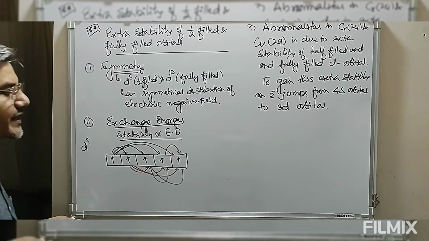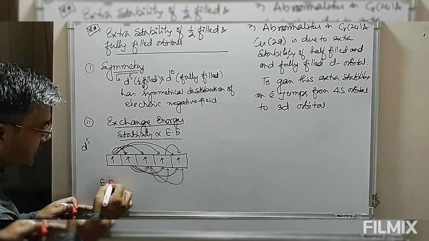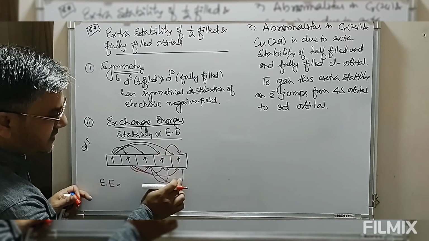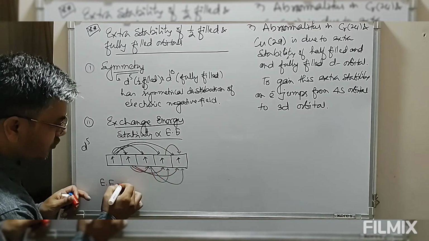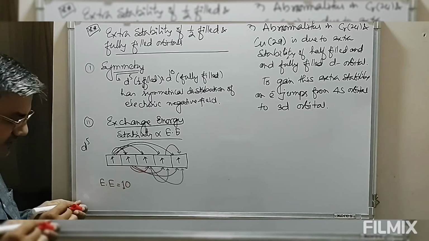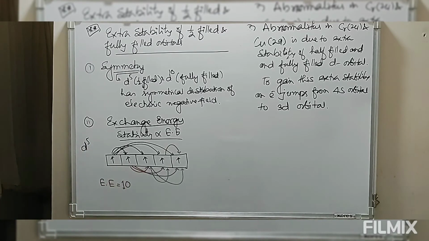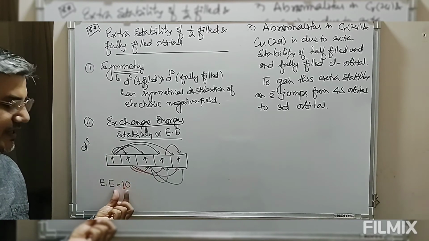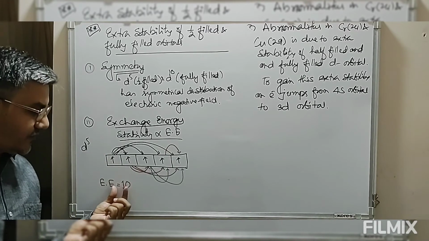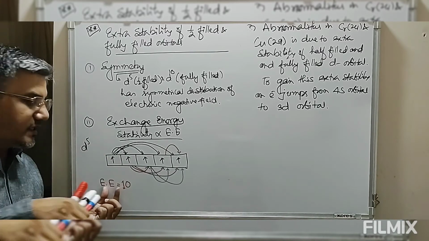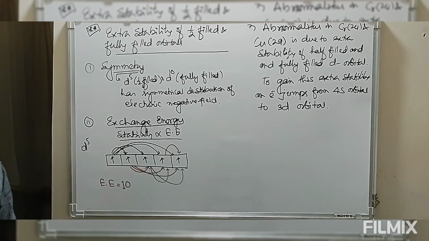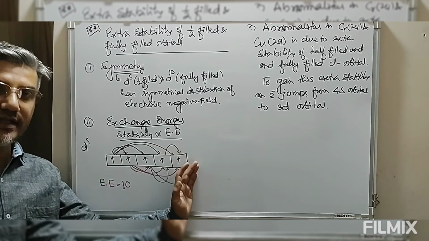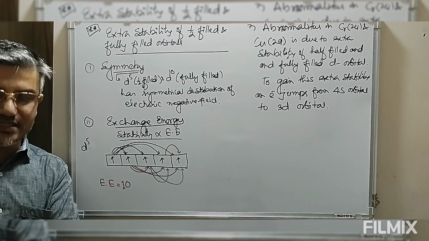So let's see how many exchange energy terms. Exchange energy terms: 1, 2, 3, 4, 5, 6, 7, 8, 9, 10. So there are a total of 10 exchange energy terms in this d5. If we have any configuration other than this half filled, then the number of exchange energy terms will be less than 10. If the number of exchange energy terms decreases, then the stability of the configuration will also decrease. Because the more the number of exchange energy terms, the more freedom is assigned to the electrons, and more energy will be released from the system to the surrounding.